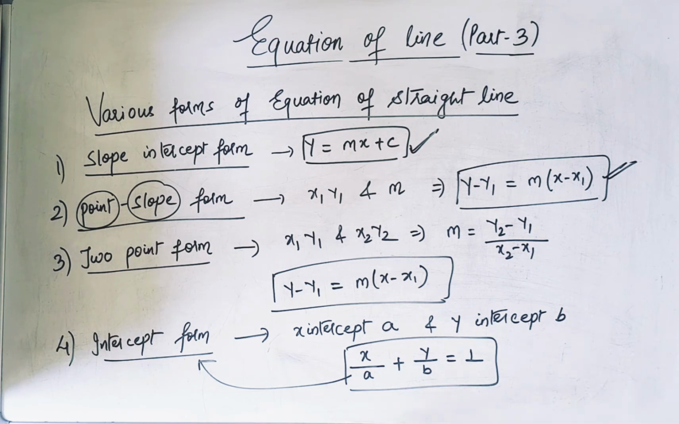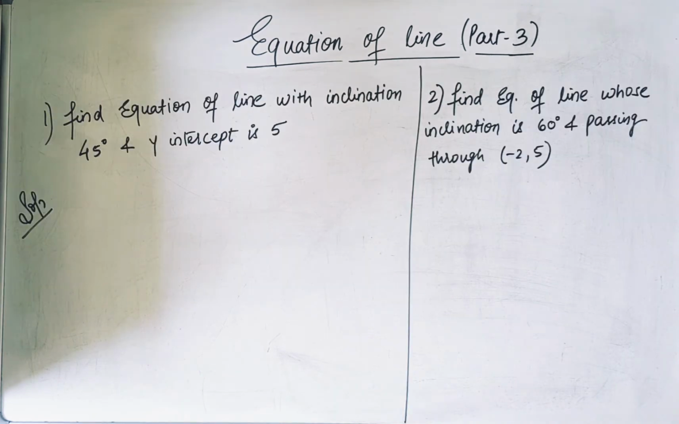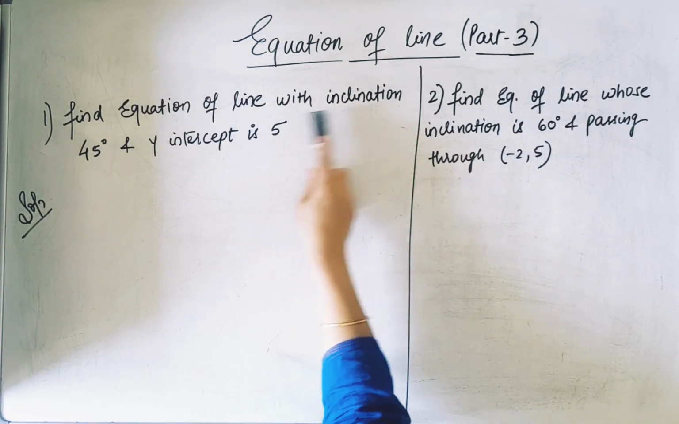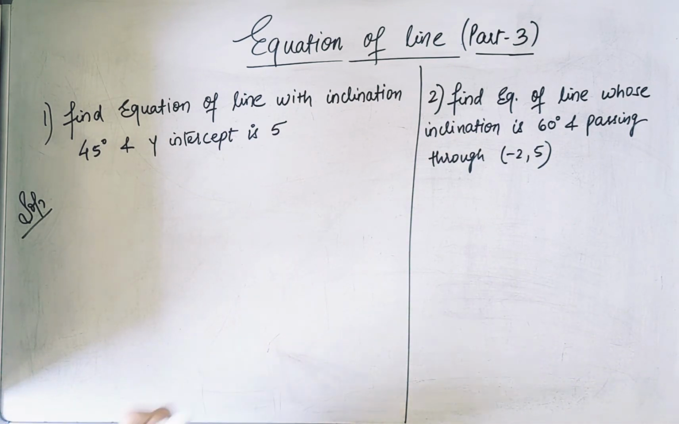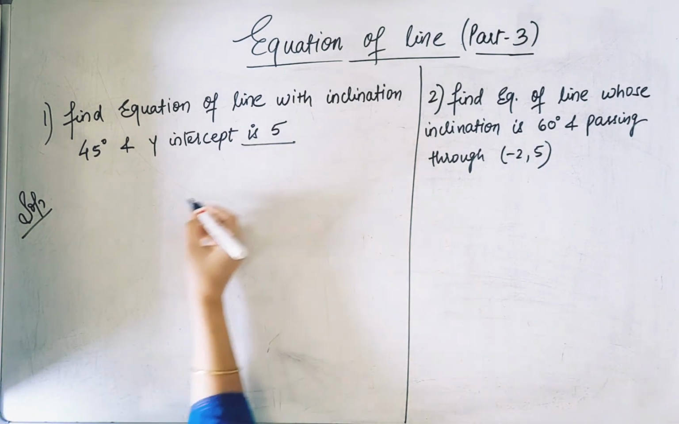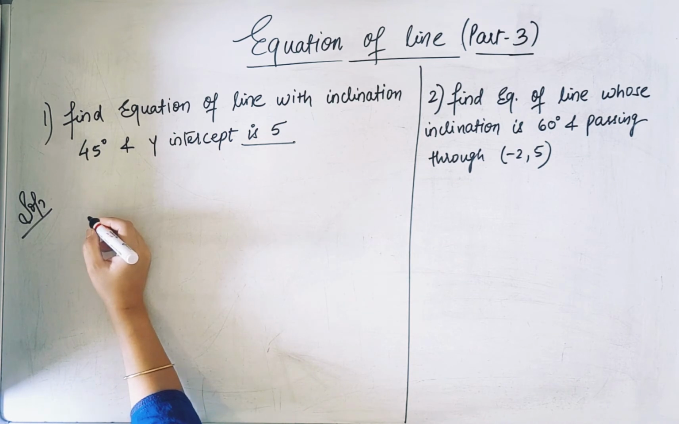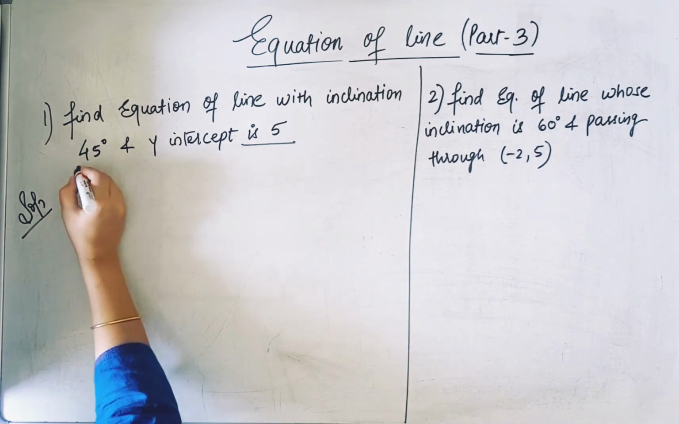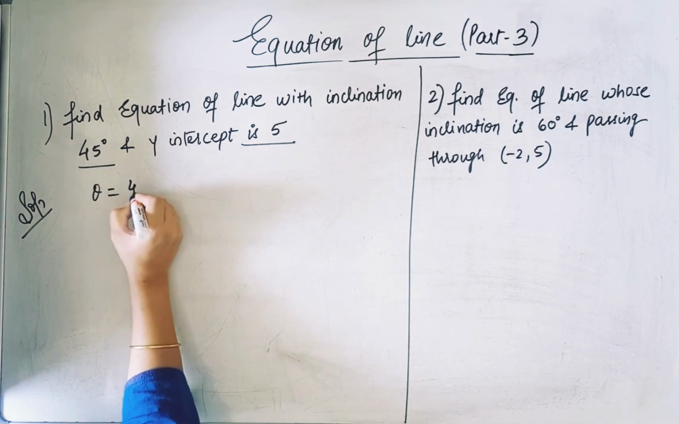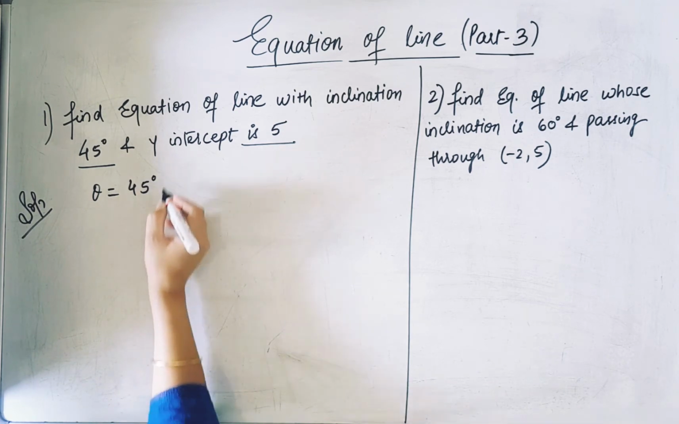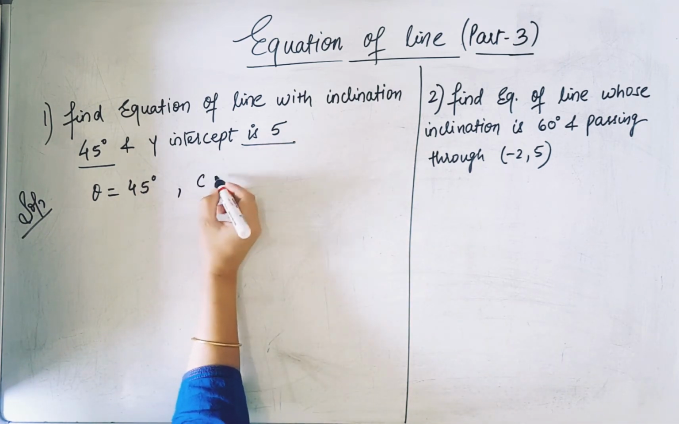So we have studied the concept of equations of straight line, that there are various forms of equations of straight line. Now we'll solve the questions related to this concept only. So the question is, find equation of line with inclination 45 degree and y-intercept is 5. Inclination 45 degree, we have studied in part 2 video, that this is theta. Theta is given to us as 45 degree. Y-intercept, that means c is what?